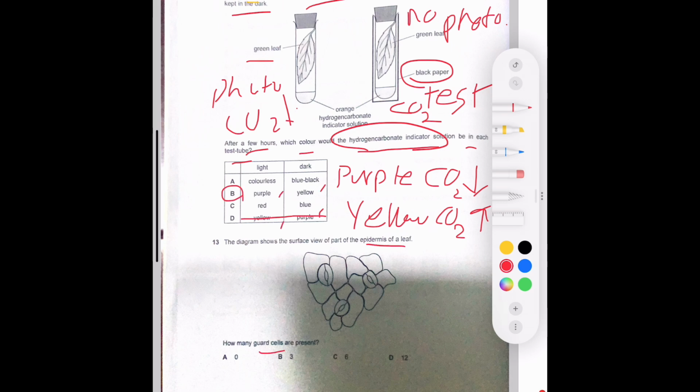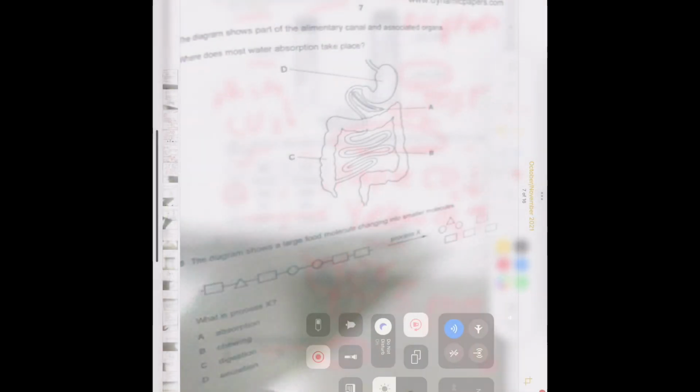So question 13, we can see the surface view of part of the epidermis of a leaf. Now we can see that there are 3 pairs of guard cells, and 3 pairs is 3 times 2, which is 6. So there are 6 guard cells present, and therefore the answer would be C.